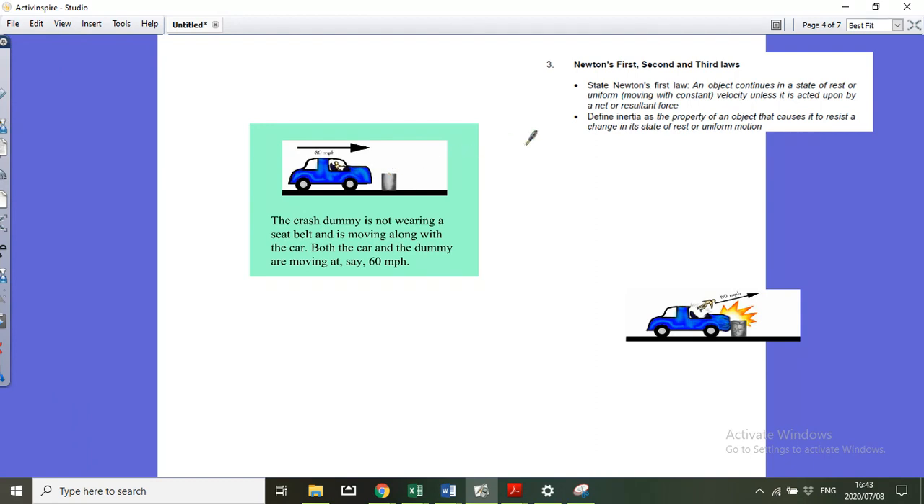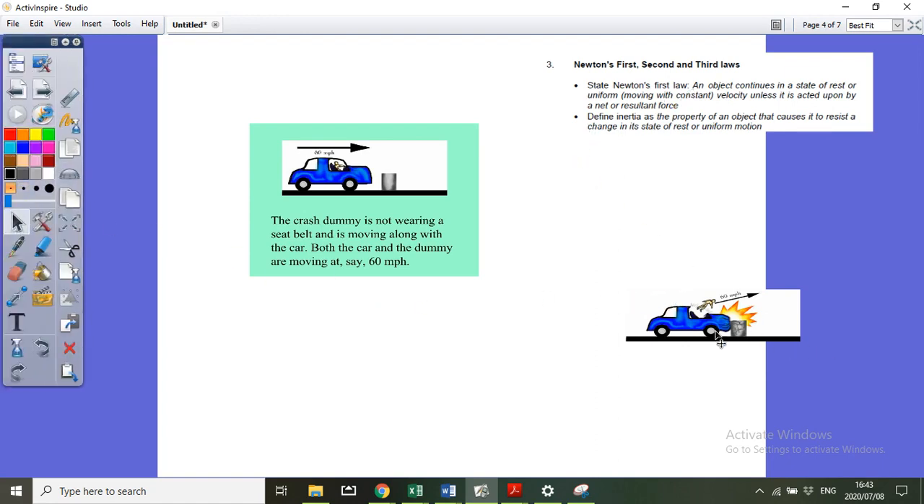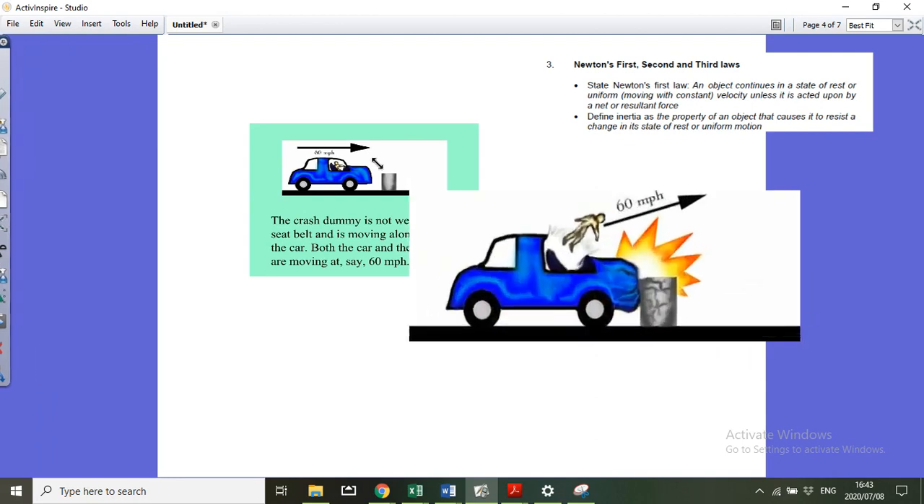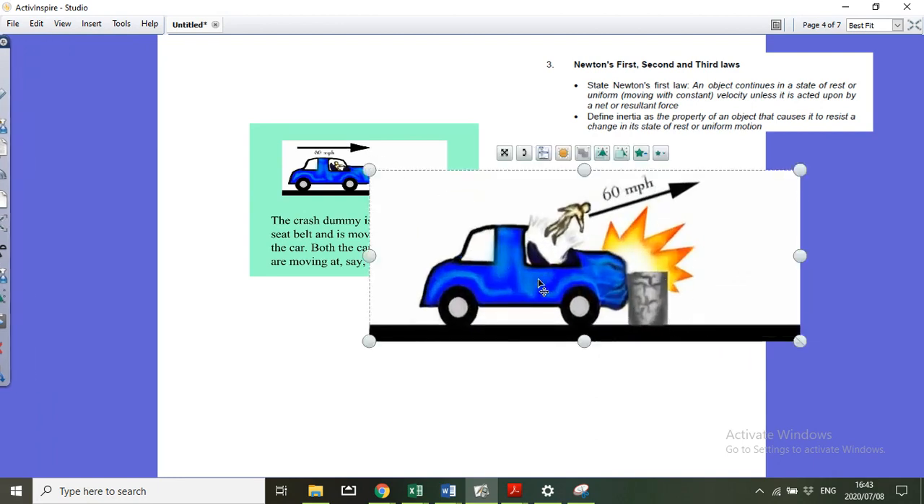Now, remember what Newton's first law says. It will continue in its state of motion unless acted on by a net force. Now, if you look at what happens, the car hits the curb. So the car hits the curb. So the net force is acting on the car, not on the dummy. So this is the important part. They're going to ask you to explain the movement of the dummy using Newton's first law.